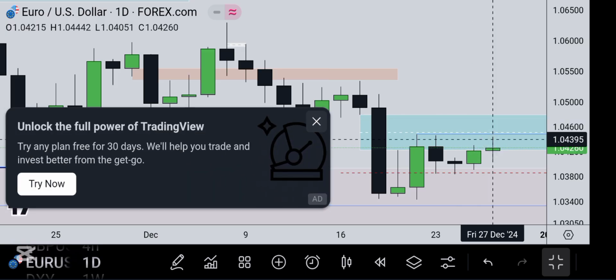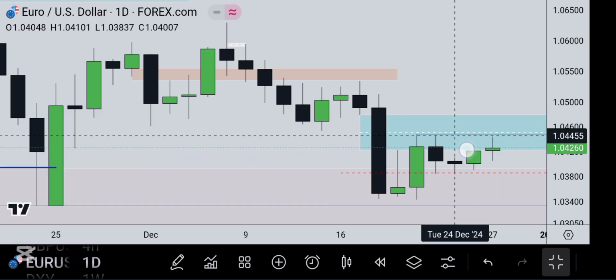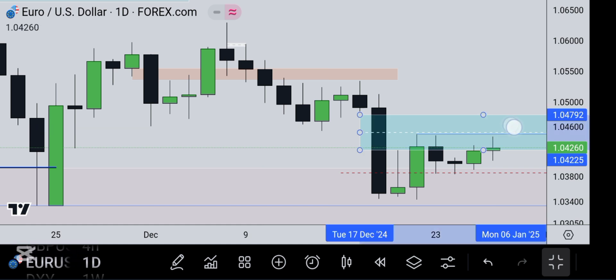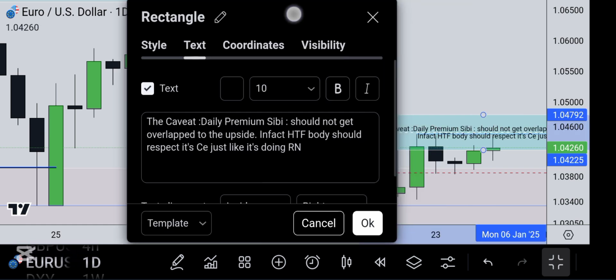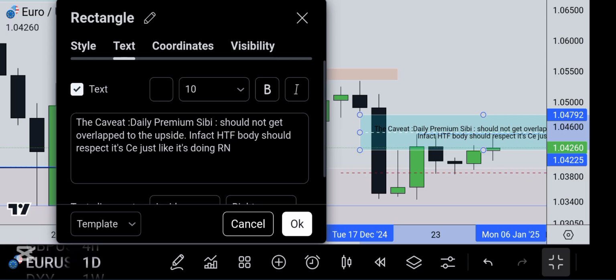Note very closely. What do you see? The midpoint. Do you see anybody closing above it? No. Now this is a CB. What do I say about it? The caveat. When I say the caveat, how would I explain it for someone who doesn't understand?